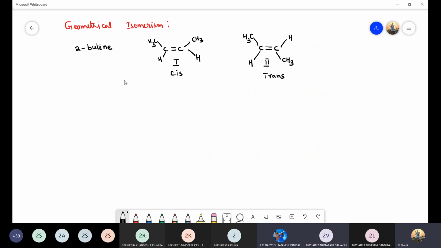Same groups are on the same side, ma'am. Okay. So if you consider this C double bond C, the hydrogens of these two carbons are on the same side. Therefore, this results in the cis isomer. If they are oppositely placed, like in the second structure, CH3 of one carbon is opposite to the CH3 of the second carbon. Similarly, hydrogens also. So this results in the trans structure.